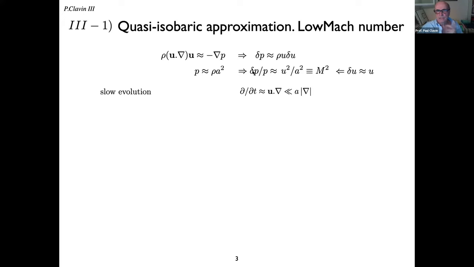so this tells you that the relative pressure variation is rho u delta u divided by rho a squared. If delta u is of order u, you obtain that this variation of the pressure is of the order of what is called the Mach square of the propagation of the flame, which is the ratio of the flame propagation speed divided by the sound speed, squared.